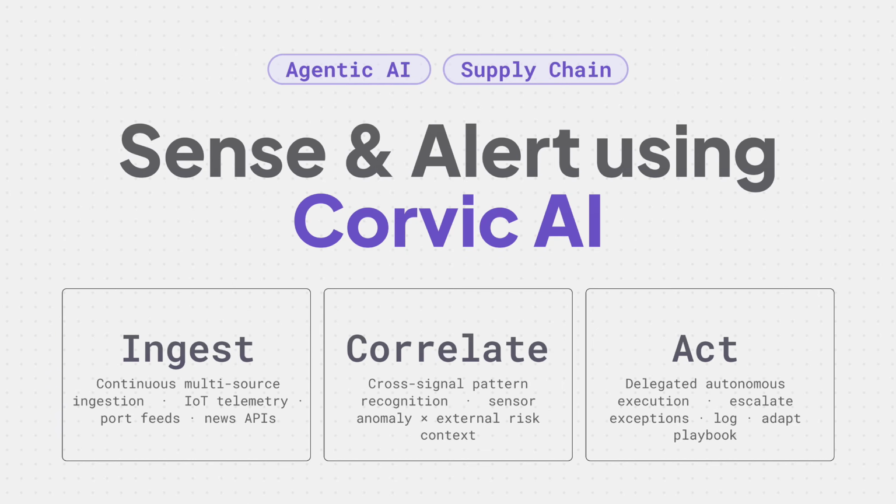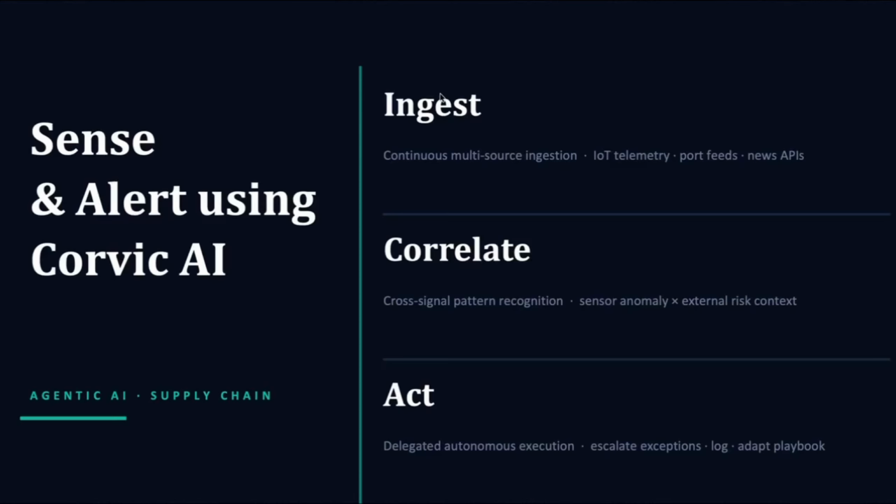Welcome to this Corvic AI demo. In this walkthrough, I'll show how an agentic AI system performs continuous sense and alert monitoring across two signal types that are critical in cold chain logistics: IoT sensor telemetry from the cargo unit and live external news feeds covering ports, carriers, and geopolitical events.